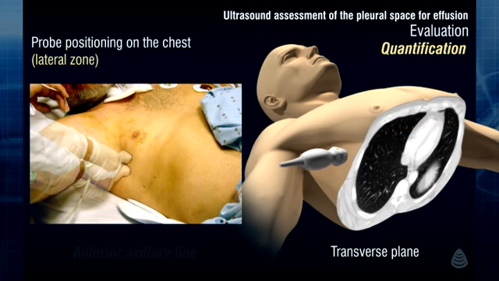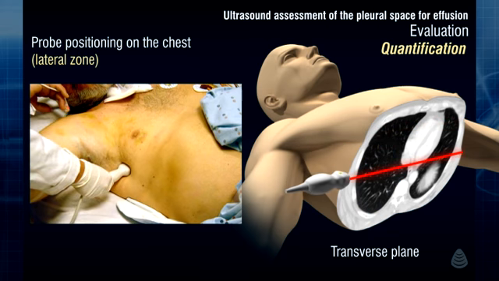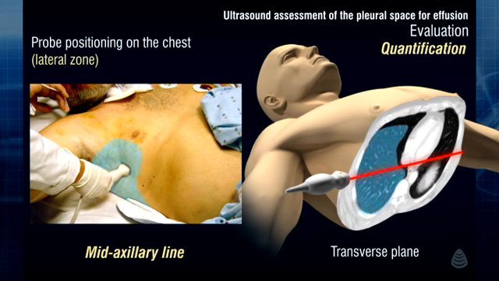If the probe is placed in the middle of the lateral zone, that is, in the mid-axillary line, effusions that are large and moderate in size will be visualized. However, effusion of smaller size and more posteriorly located will not be visualized with such a probe position.